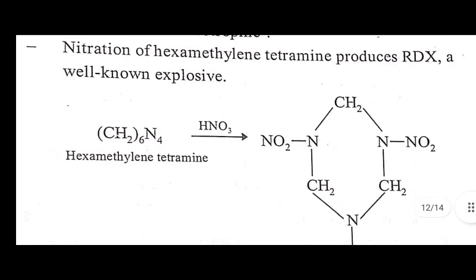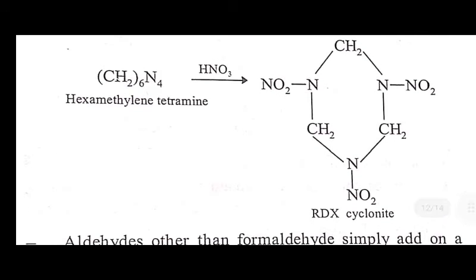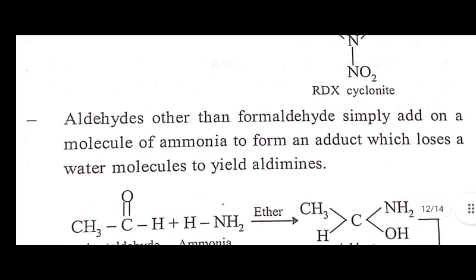If we do its nitration, the nitration product formed is called RDX, which is very explosive in nature. And the reaction is like this, and this is the condensed formula of hexamethylene tetramine, and after reaction it looks like this. RDX is called cyclonite, with 3 carbons and 3 nitrogens in the ring, and 3 nitro groups attached to the nitrogens alternately.